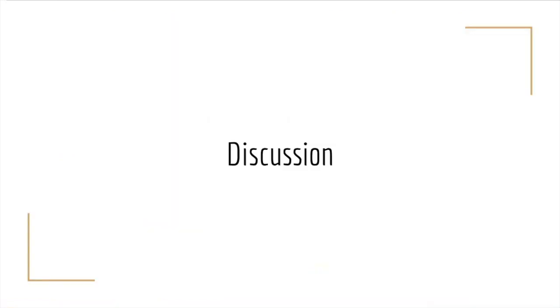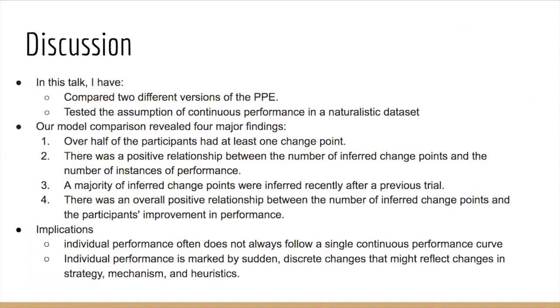I will now review the goals of this talk, our results, and some of their implications. In this talk, I've reviewed a model comparison evaluating two different versions of the PPE. One which assumes a standard continuous performance curve, and the second which incorporates a change detection algorithm allowing it to account for sudden changes in performance. Both models were applied to a naturalistic data set collected from Luminosity, and the results from the comparison revealed 4 important findings, each of which supported each of our hypotheses.